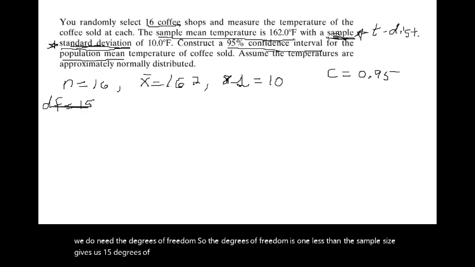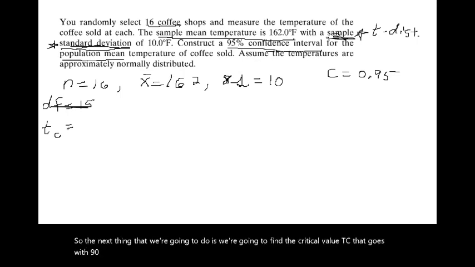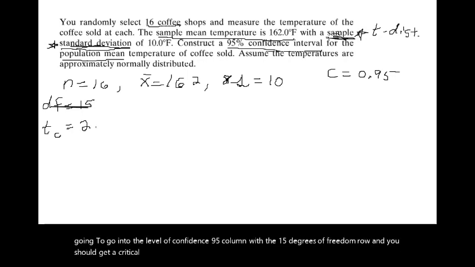So the next thing we're going to do is find the critical value TC that goes with a 95% level of confidence with 15 degrees of freedom. In the t-distribution table, you go into the level of confidence 0.95 column with the 15 degrees of freedom row, and you should get a critical value TC of 2.131. So this is out of the t-distribution table.